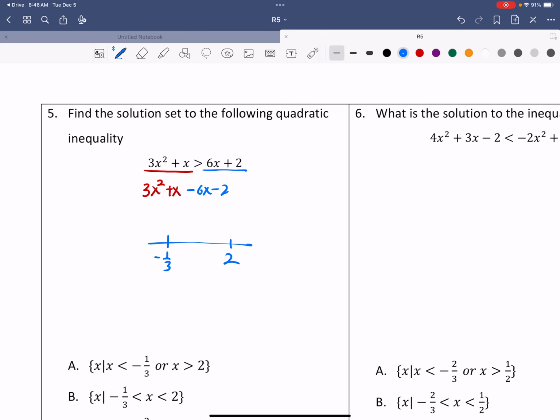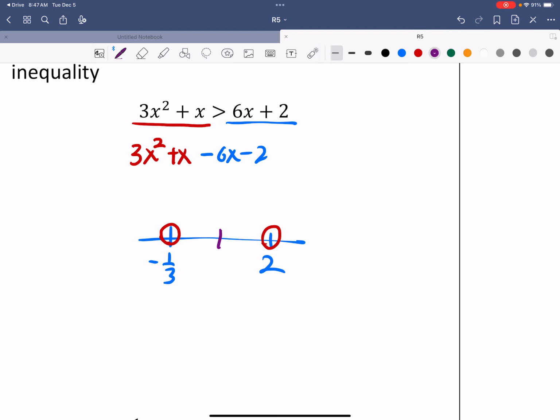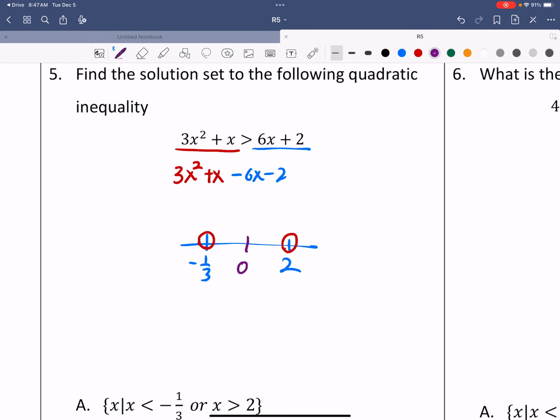So what we have to do is, we're going to write down these 2 points. You're going to choose one number in between negative 1/3 and 2. And usually 0 is the easiest one. So we're going to plug this one in. Now remember, you're not plugging this one into here. You will only plug this one into our original equation.